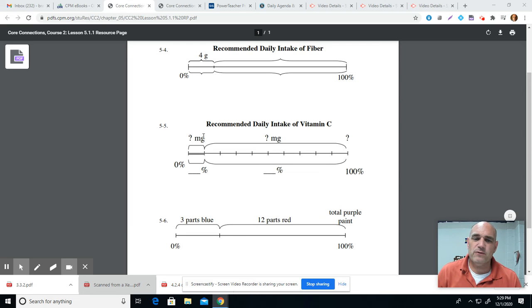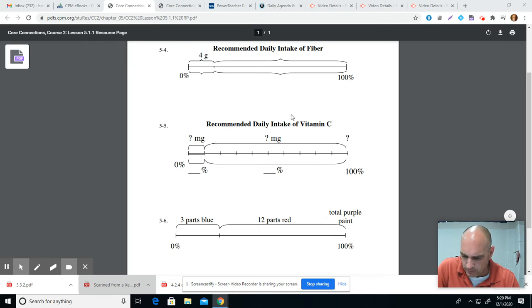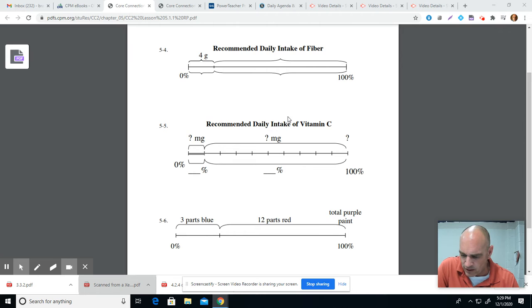All right, so 5-4, I'm going to use this paper. You can click on this as you are doing your thing. If not, you can just draw this. So 5-4 says 1 granola bar contains 4 grams of dietary fiber. The label says that 4 grams is 16% of the daily recommended amount.